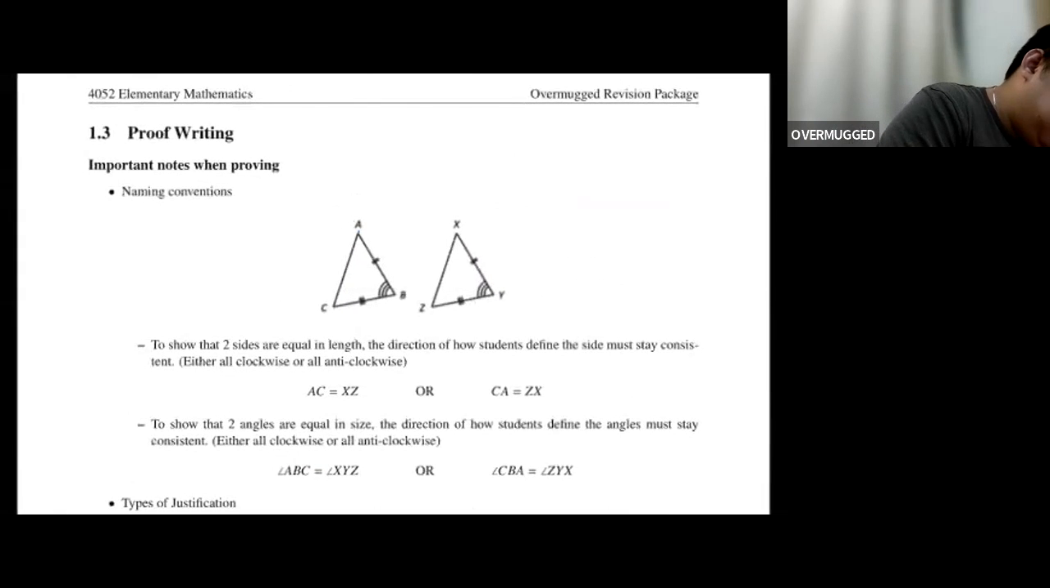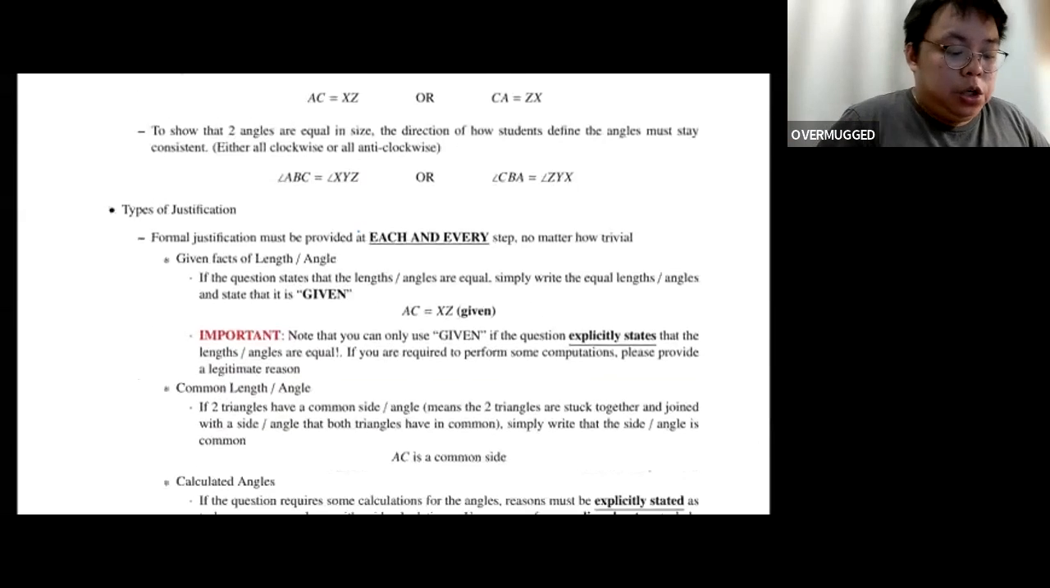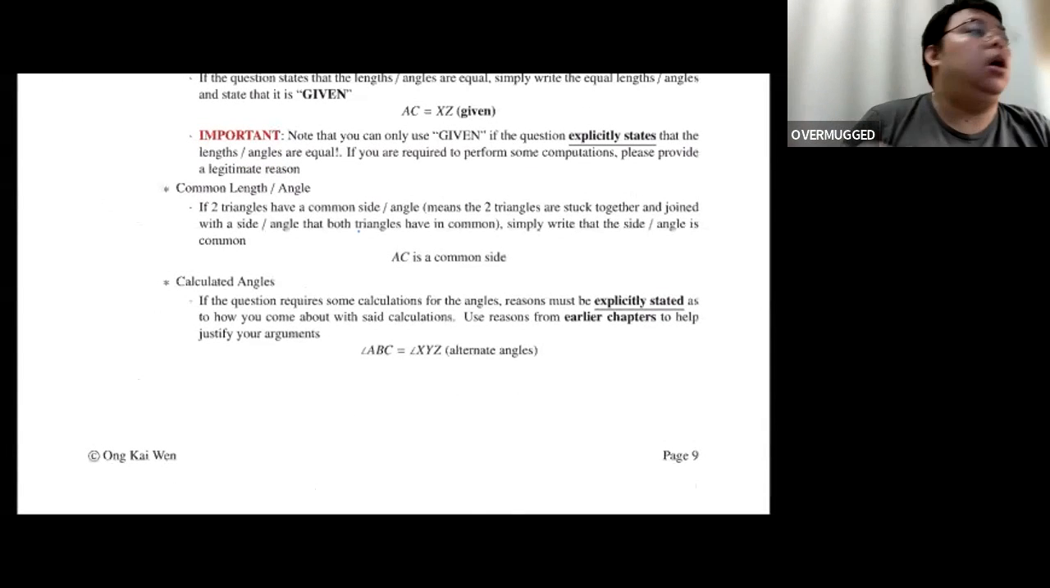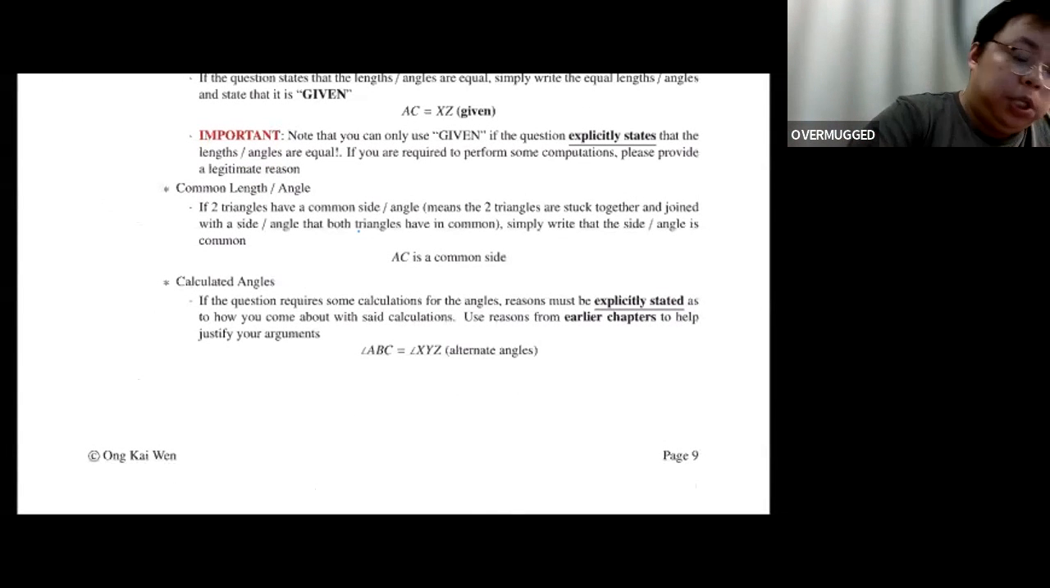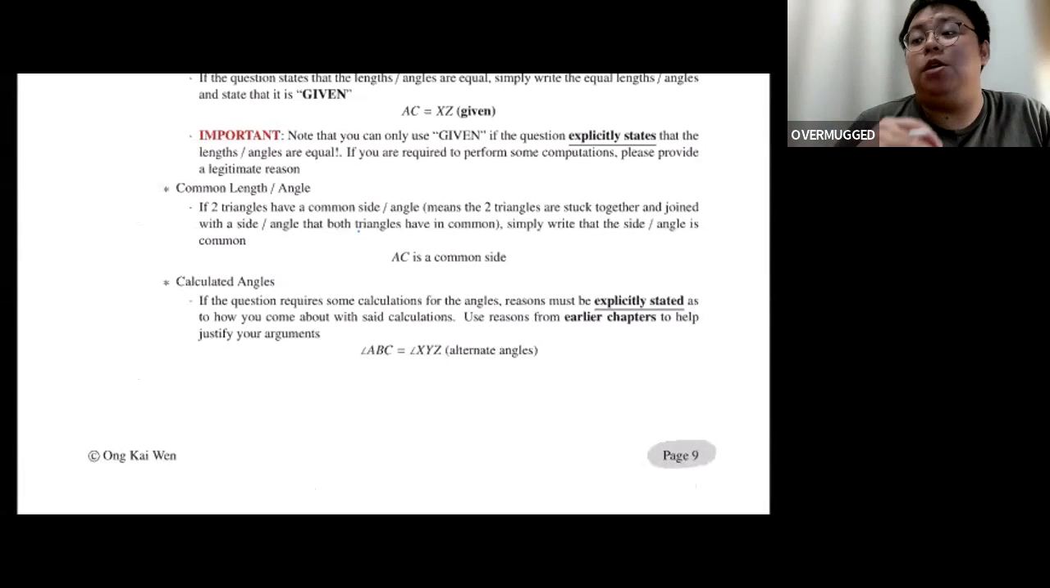So this page here, proof writing. This page here is very, very important. I just taught my student this morning, and I told her the same thing. This particular page, page 9, if you're able to print it out, you burn the paper and you drink it before your exam. I can tell you this page is one of the most important pages in this whole entire topic.